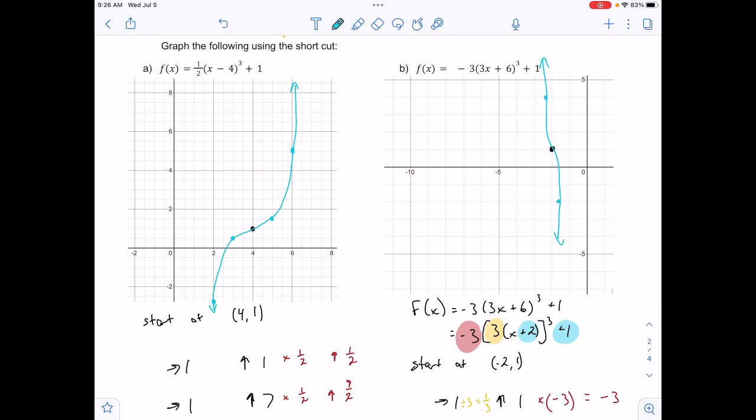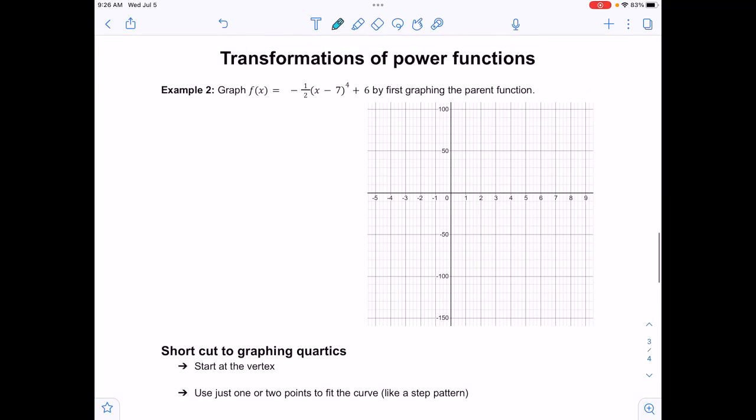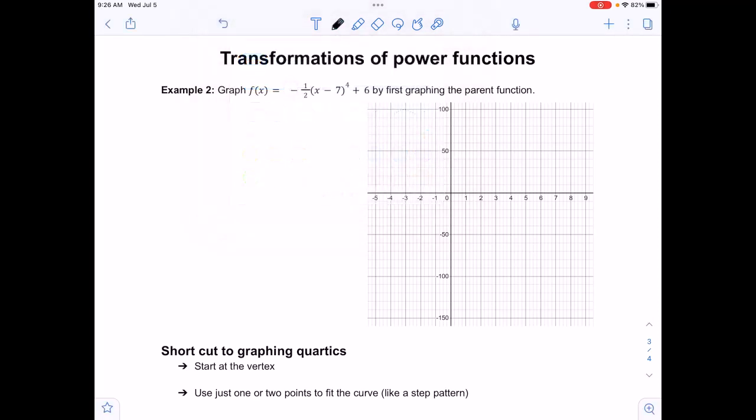All right, let's look now at our quartic functions, or functions to the power of 4. Once again, we're being asked to graph this function that has a bunch of transformations, and we are first going to use our parent function. So I'm going to start by creating a handy table of values, just like I did last time, to graph my parent function.